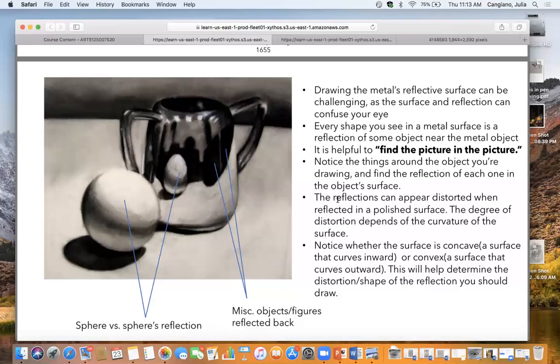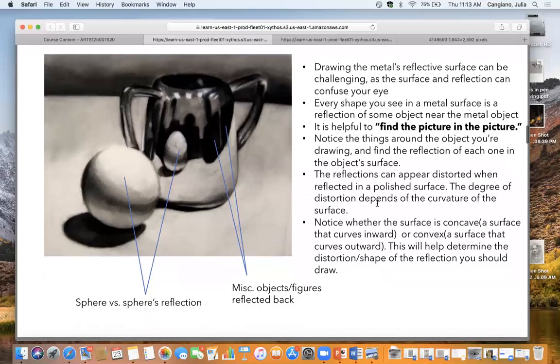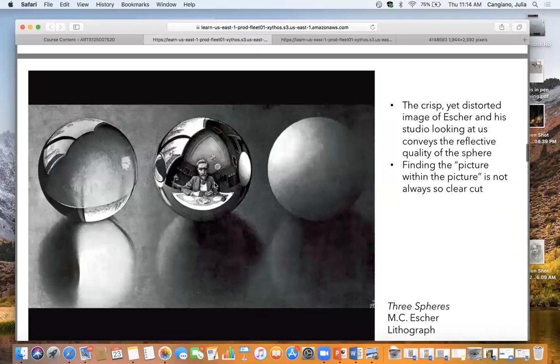And I have a couple notes about that. The reflections can appear distorted when reflected in a polished surface. The degree of distortion depends on the curvature of the surface. So if a surface is concave or convex, that is going to distort it accordingly. And whether it's bowing in or out is going to give you an idea of how you should make any distortions in the reflection. So this one is somewhat rounded out on the bottom, and the spheres appear sort of elongated because it's taller than this. So there are a couple things happening here that explain to us what that surface looks like.